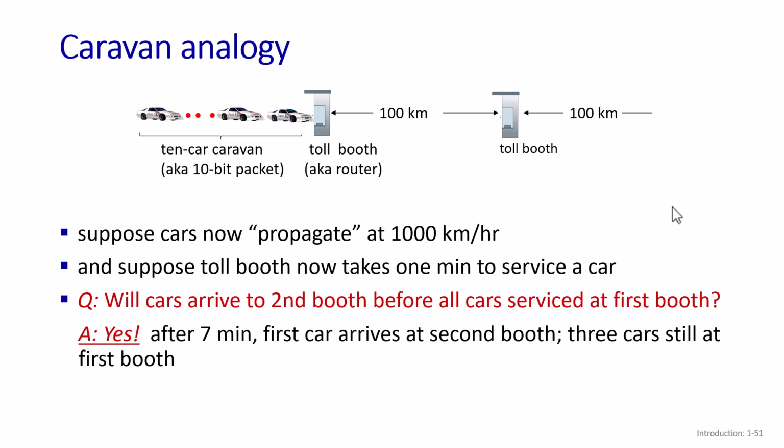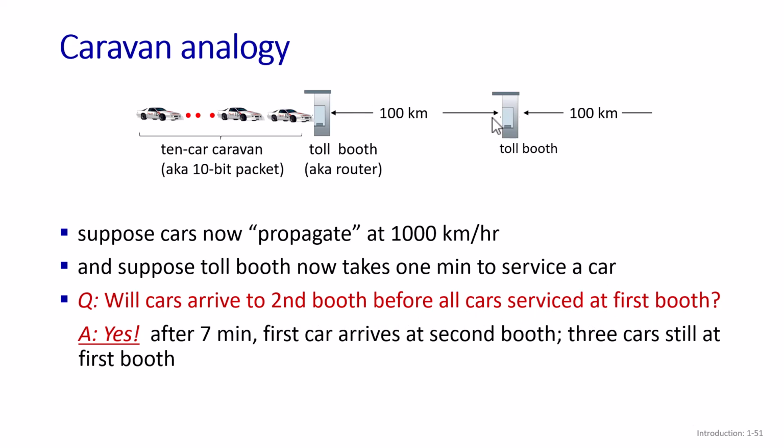Now let's modify the example a little bit. We still have 10 cars and we still have booths. And the distance between toll booths is 100 kilometers. Now, suppose that cars now propagate at 1000 kilometers per hour. Now we have race cars and they are going at 1000 kilometers per hour. And suppose that the toll booth now takes 1 minute to service a car. So will cars arrive to the second booth before all cars are serviced at the first booth?